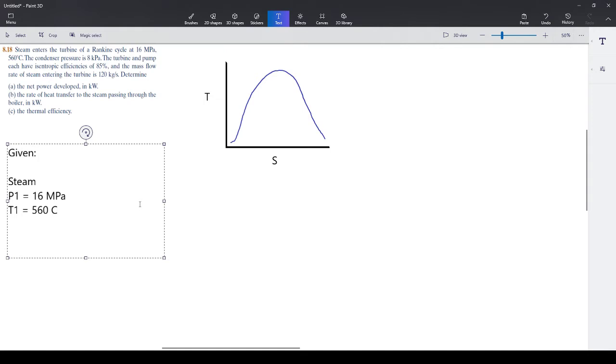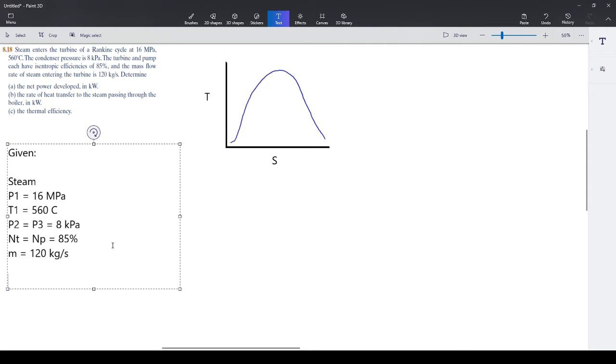And then it says the condenser pressure is 8 kilopascals. So let's look at that. This would be P2, which is also equal to P3, which is equal to 8 kPa. And then it says the turbine and pump each have isentropic efficiency, so eta T and eta P of 85%. And the last one is the mass flow rate, so m dot is equal to 120 kilograms a second.